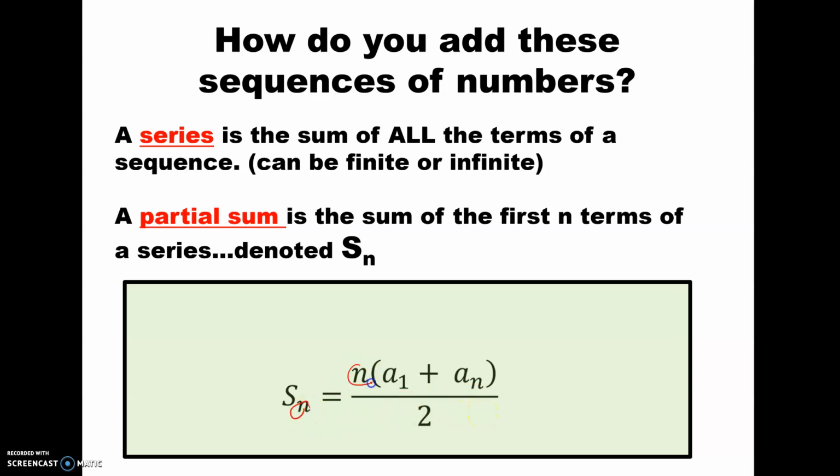Now this n and this n, so if I'm adding n terms, that's why it's S sub n. So if I was saying I want a partial sum of the first 10 terms, this would be S sub 10, there would go 10 there, and this would be the 10th term plus the first term, all divided by 2. Okay?